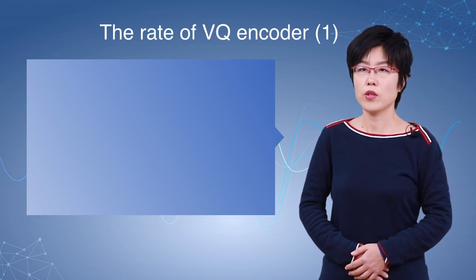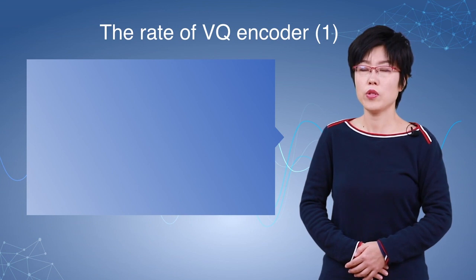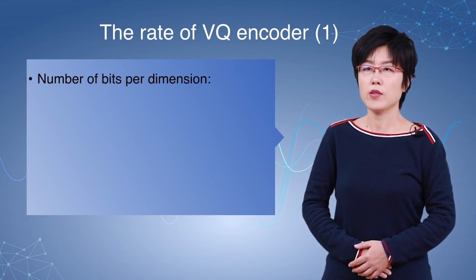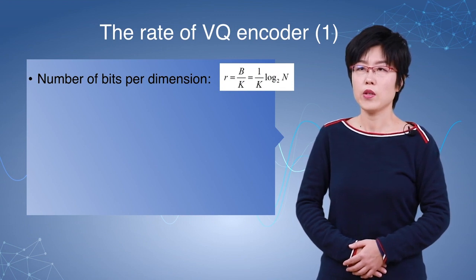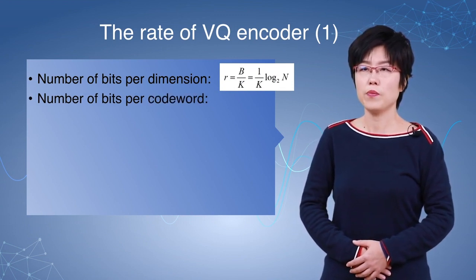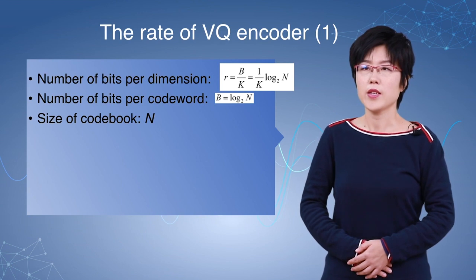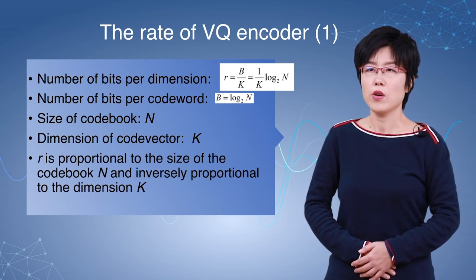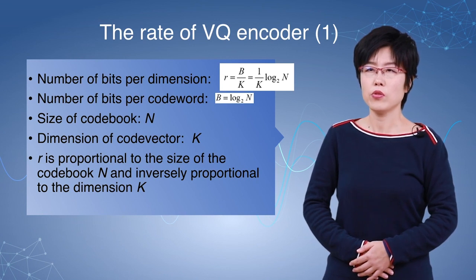Compression in VQ is achieved by using a codebook with relatively few code vectors compared to the number of possible input vectors. The resulting bit rate of a VQ is given by R, the number of bits per dimension, in which B is the number of bits per codebook, N is the size of codebook, K is the dimension of code vector. The rate R is proportional to the size of codebook N, and inversely proportional to the dimension K.